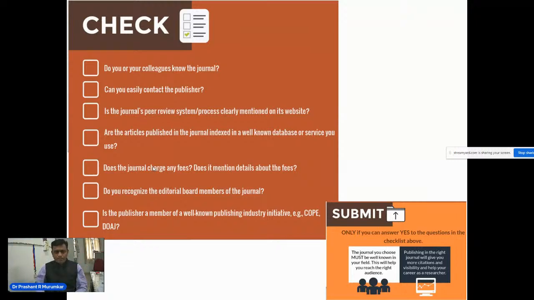Then, whether it is part of a well-known publishing industry initiative like COPE, DOAJ, these types of industry initiatives are there. And only if the answer is yes to this question, then you can go ahead.